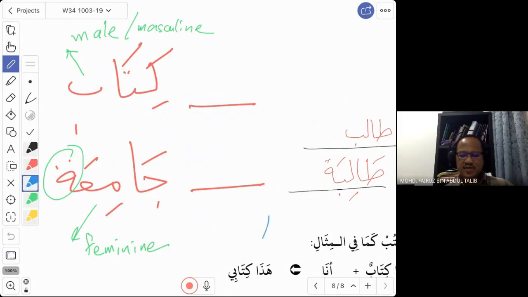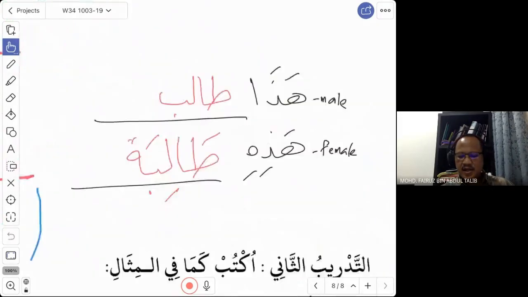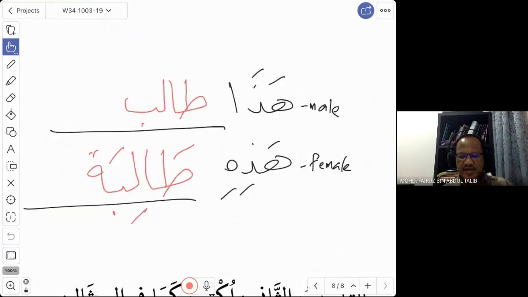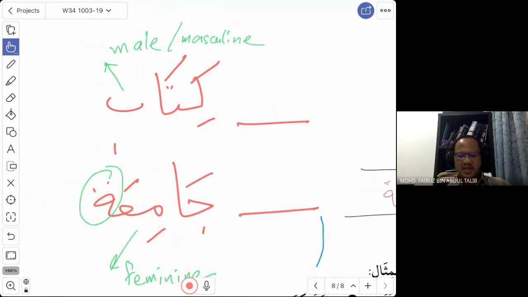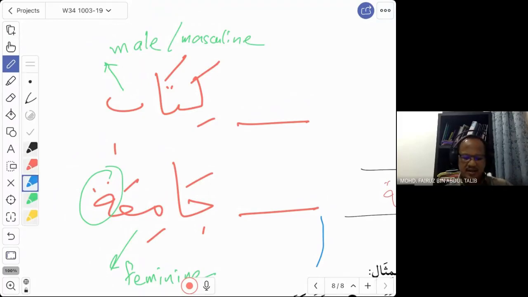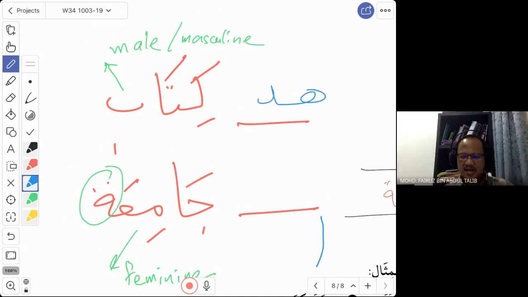Then you have to go back to the lesson on haza and hazihi just now. Haza is for male, hazihi is for female. So here, the word kitab is what? It's a male word, a masculine word. So what is this now? Is it haza or hazihi? Haza. Yes, Ikmal. So this has to be haza.